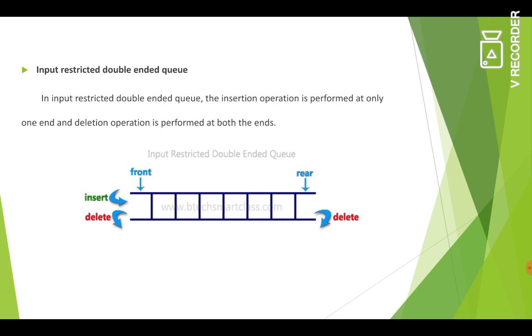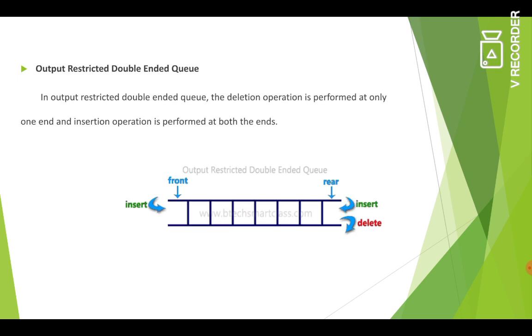So what is an input restricted double-ended queue? As the name implies, here the input is restricted. The insertion operation is performed at only one end, and you can perform the deletion operation at both the ends. See the figure. You can insert the element from one end, whereas the deletion operation can be performed at both the ends. That's why it's called an input restricted double-ended queue.